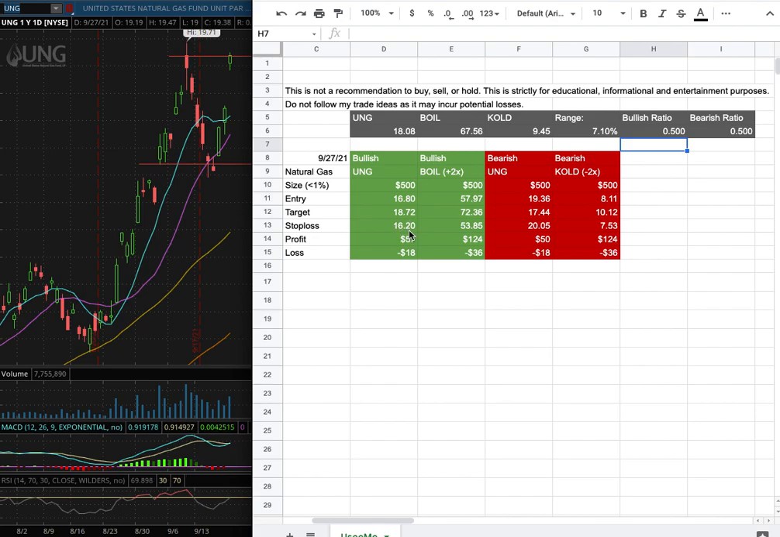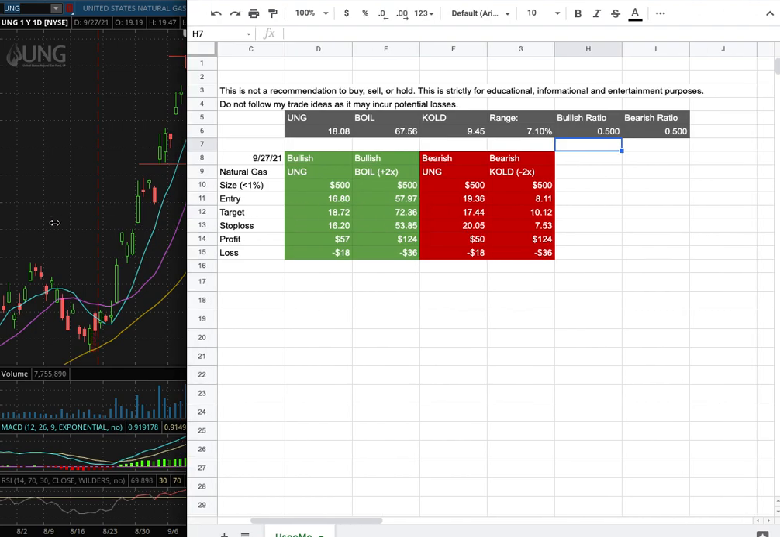However, if I were to open a short position, my entry is at $19.36, and that is this range here. My stop target is at $17.44, and my stop loss is at $20.05. So whichever entry price were to hit first, that'll be my position of the week.